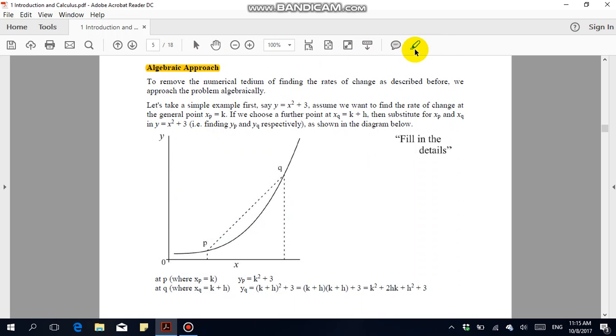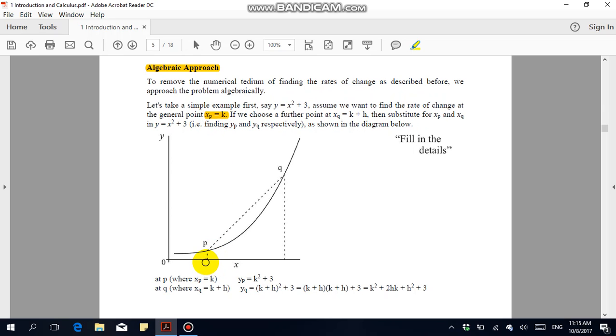All right, the algebraic approach. So, to remove the numerical tedium of finding the rates of change that I described before, we approach the problem algebraically. He's going to do the same thing that we've done above, only in this case, instead of substituting x squared with a value as we did above with either 1 or 3 or 2, etc., he's just going to say that x at p is an algebraic k.